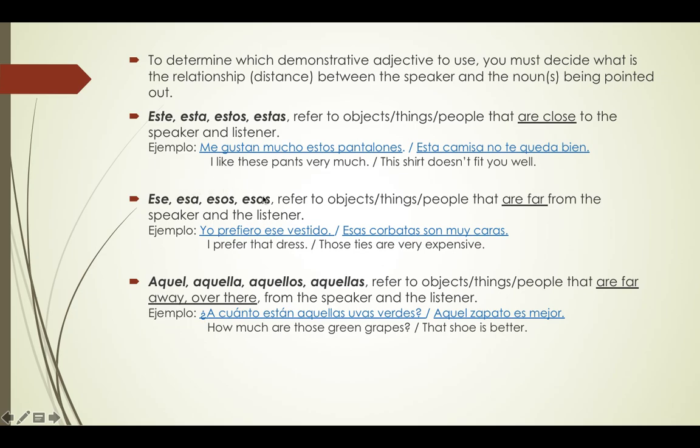Ese, esa, esos, esas refer to objects, things, people that are far from the speaker and the listener. So yo prefiero ese vestido, I prefer that dress, o esas corbatas son muy caras, those ties are very expensive. Y aquel, aquella, aquellos, o aquellas refer to objects, things, and people that are far away, over there, from the speaker and the listener. ¿A cuánto están aquellas uvas verdes? So, aquellas uvas verdes, those. Y aquel zapato es mejor. That shoe is better.